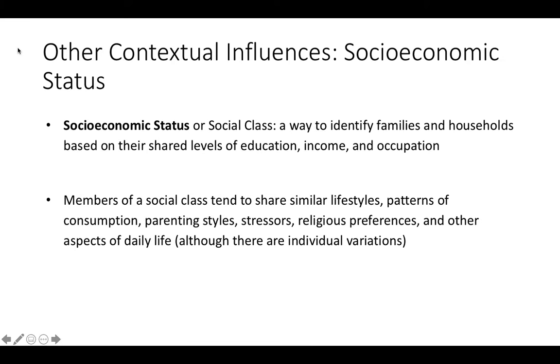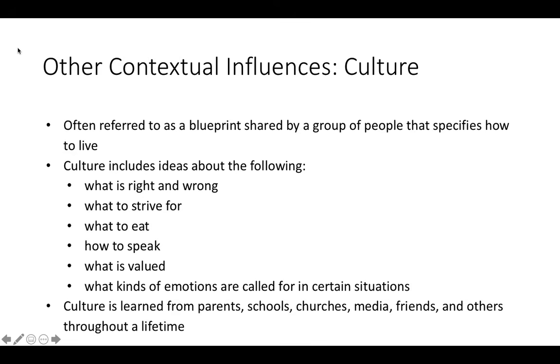Okay, let's look at some other contextual influences regarding socioeconomic status. So I'm going to refer to this a good bit throughout the class, but when you're referring to somebody's socioeconomic status, aka their social class, this is a way to identify families and households based on a few areas. This includes education, income, as well as occupation. So members of a social class tend to share similar lifestyles, patterns of consumption, parenting styles, stressors, religious preferences, and other aspects of daily life, although there are individual variations.